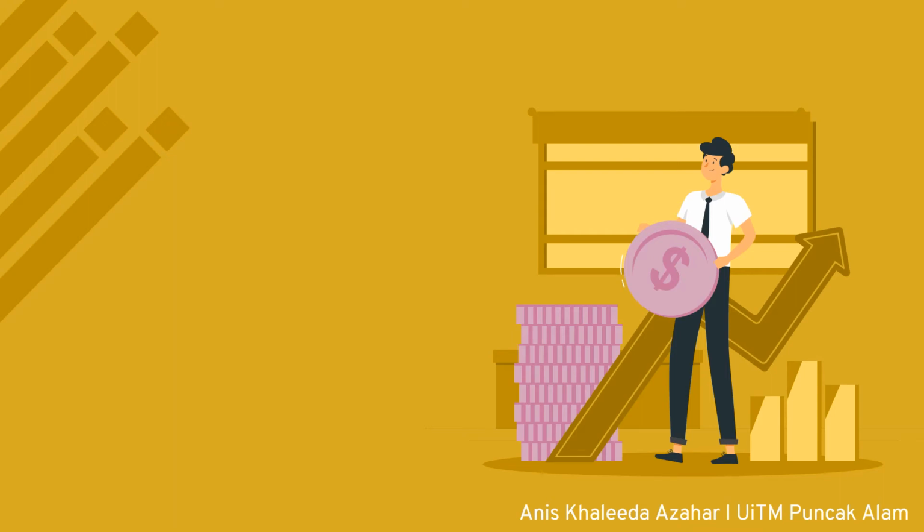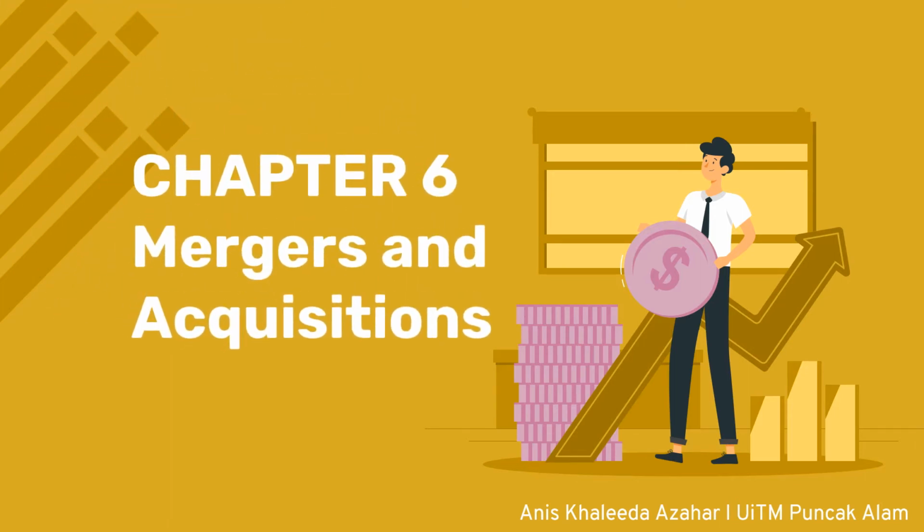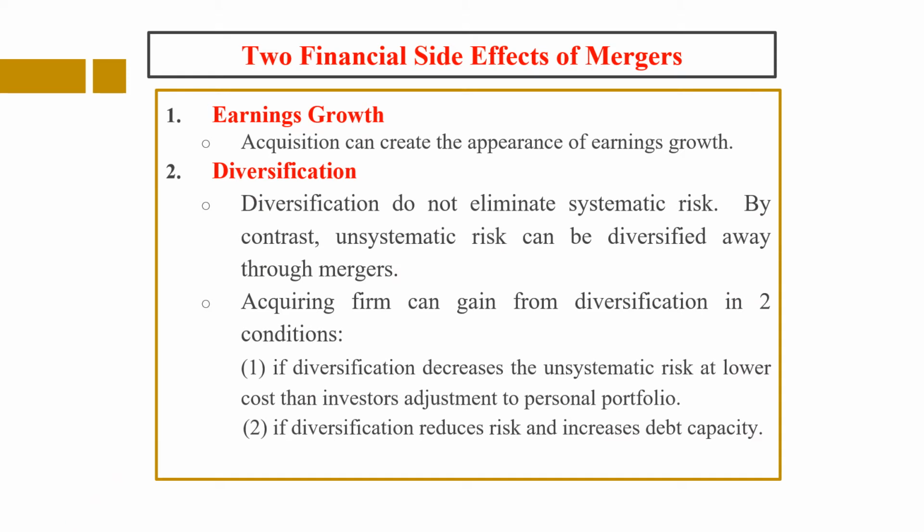Today we will cover part 2 of chapter 6, mergers and acquisitions. Okay, so we go through. This is continuing from the last video. There are two financial side effects of mergers. You have to remember, a merger is when a company acquires another company.